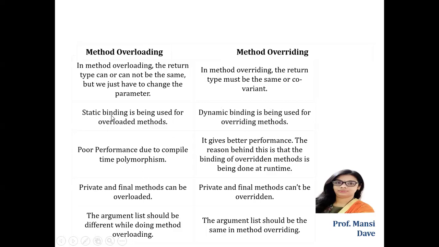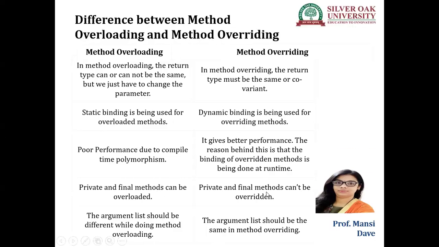Private and final methods can be overloaded, but private and final methods can't be overridden. This is the most important thing. Again, I'm repeating, this is the important point. Private and final methods can be overloaded, but private and final methods can't be overridden. This is all about the difference between method overloading and method overriding. Thank you so much.